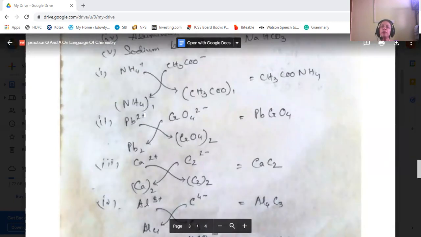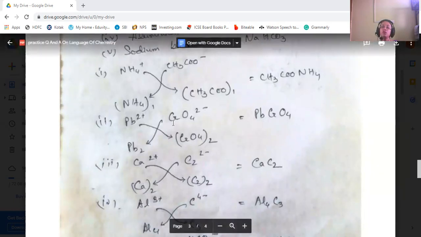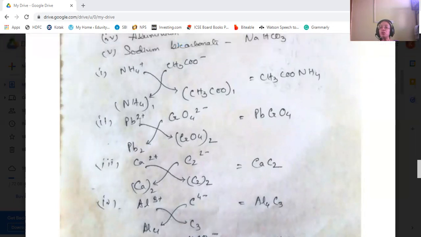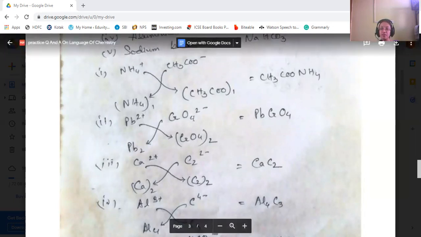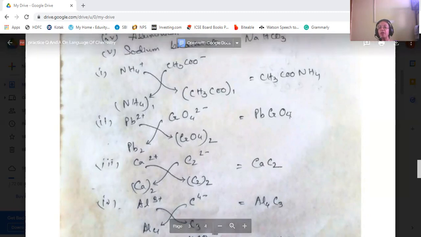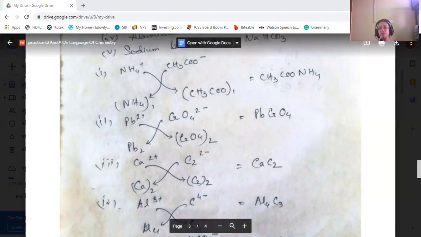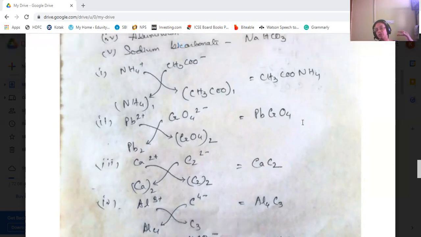Now next is lead chromate. Pb2 plus and CrO4 2 minus. So Pb has 2 plus and CrO4 has 2 minus. So we exchange the valencies, it will come to PbCrO4. Same valencies, so when we divide with the highest common factor, it will come to 1.